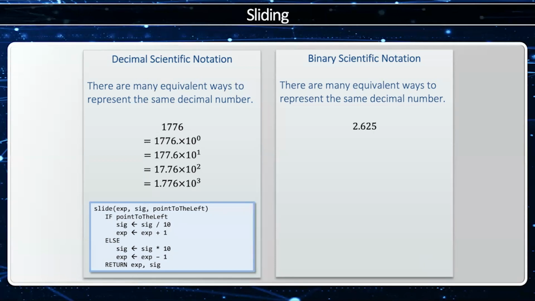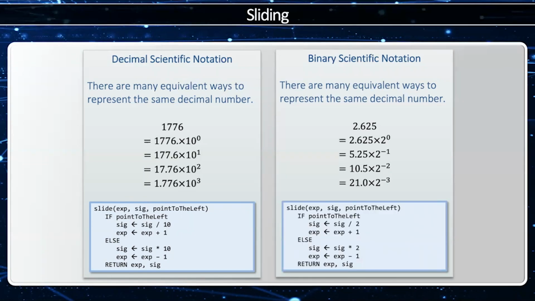It turns out base 2 is the same. Let's take 2.625. That's the same thing as 2.625 times 2 to the 0, which is 1, obviously, which is the same as 5.25 times 2 to the -1, which is 1/2. So 5.25 divided by 2 is 2.625, which is the same as 10.5 divided by 4 or 21 divided by 8. So my algorithm looks the same as it did with base 10. If I want to move the decimal point to the left, I take my significand divided by 2 because we're base 2 and add 1 to my exponent. If I want to move to the right, I double my significand and subtract 1 from my exponent.